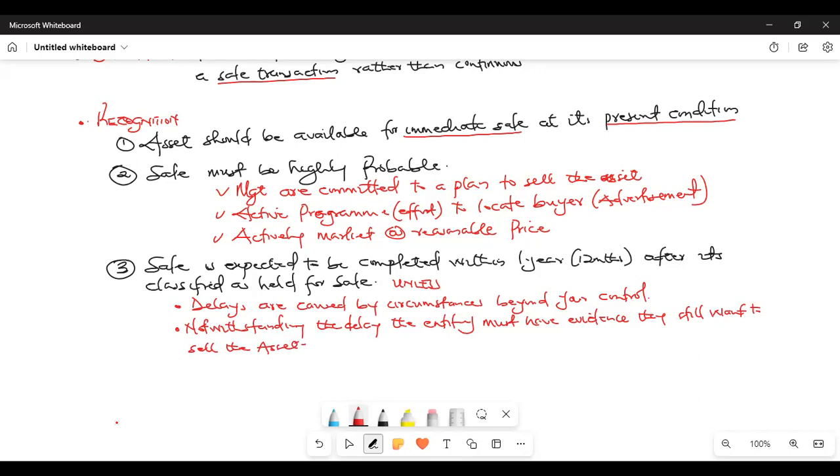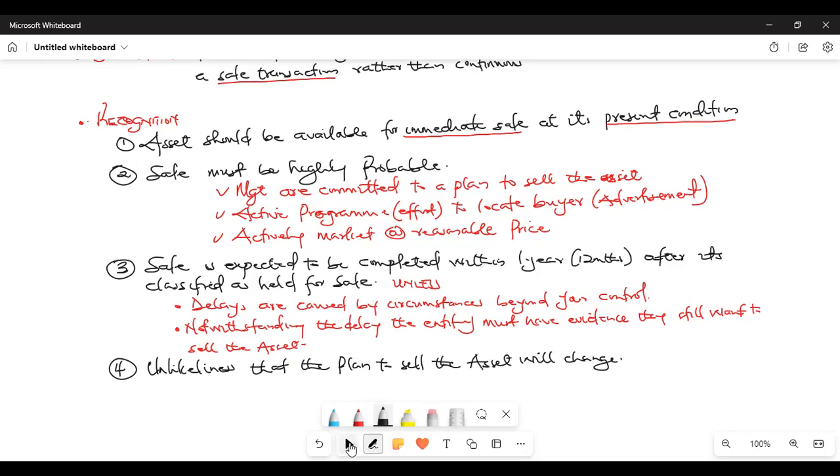All right, so that thing must happen, okay? Then the last recognition criteria is the fact that the entity should not change their plan significantly from selling the asset. So we said that there must be the unlikeliness that the plan to sell the asset will change. Okay, so these are things that you need to understand.